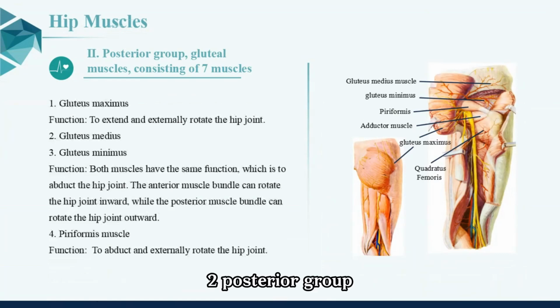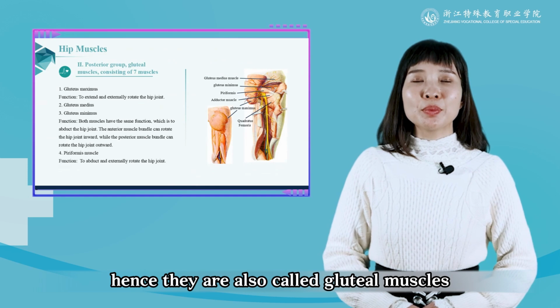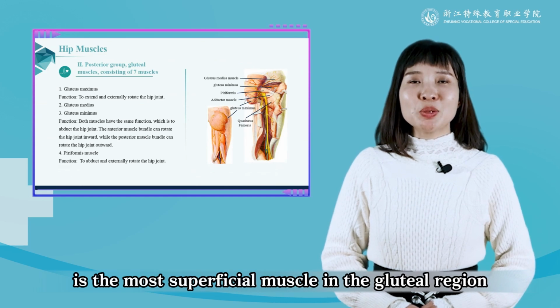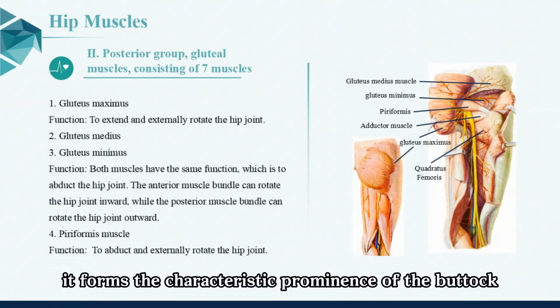2. Posterior group. The posterior group muscles are mainly located in the gluteal region. Hence they are also called gluteal muscles. There are 7 muscles. 1. The gluteus maximus is the most superficial muscle in the gluteal region. It is large and thick. It forms the characteristic prominence of the buttock.